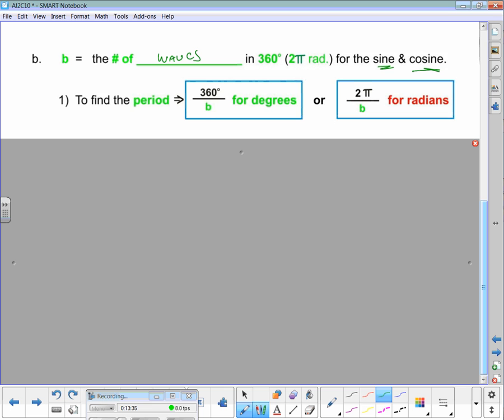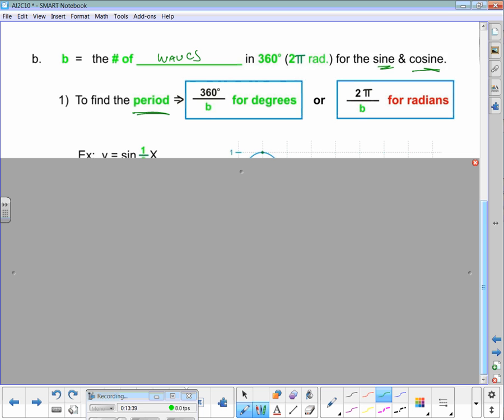So how do you find the period? How do you find the length of one wave? And remember, the period again is the number of degrees in one full wave. The number of degrees in one full wave, or the number of radians in one full wave. How many degrees or how many radians do you go before this thing repeats itself? The repetitive nature. And that's what we're talking about with period.